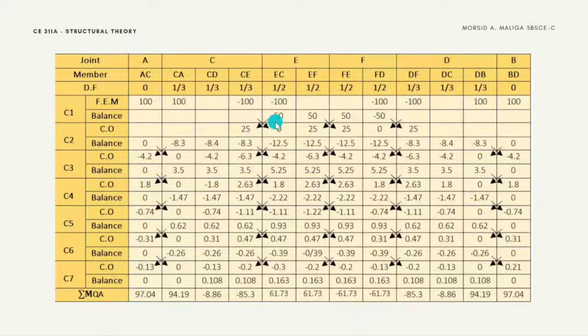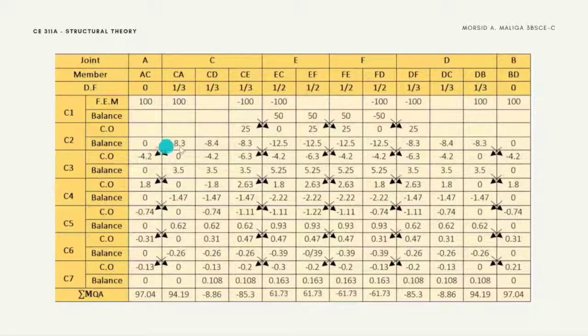Here, how did we get the 25 and the 0? We just multiply. This is 0, right? So 0 multiplied by 1/3, or divided by 3, is equal to 0. And our 50 here, 50 multiplied by 1/2 is 25.